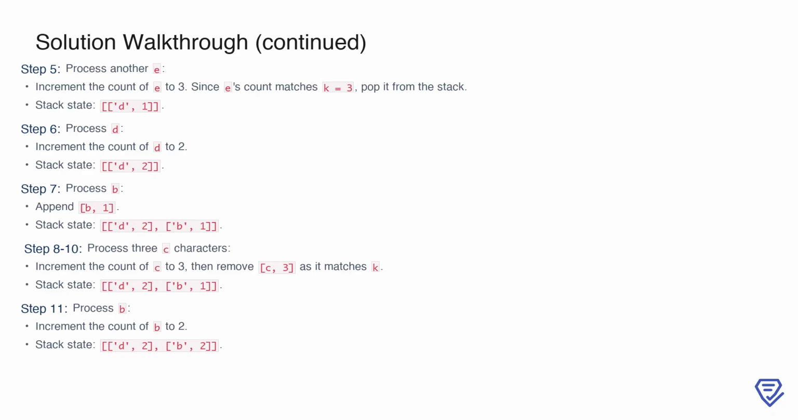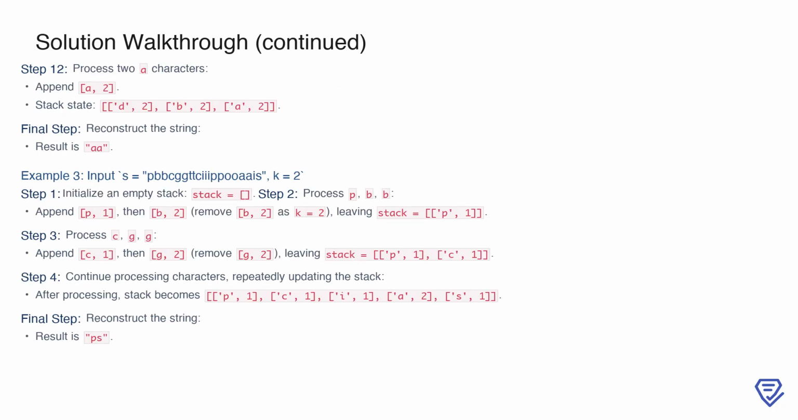Next, we process another B, incrementing its count to 2. At this point, the stack is D2, B2. Finally, we process 2 A characters. Since it is new to the stack, we append it with a count of 1 and then increment the count to 2 as we process the second A. The stack now looks like D2, B2, A2.